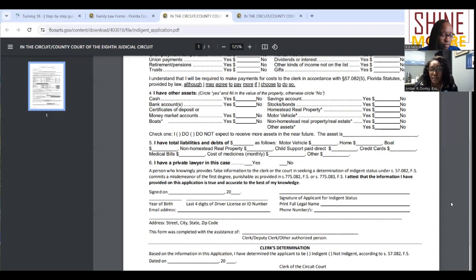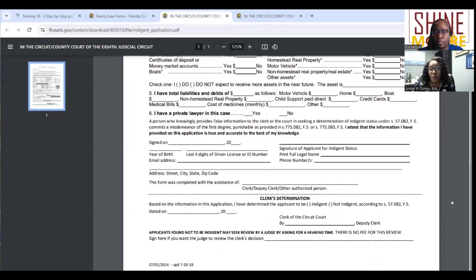In terms of liabilities, if they have a motor vehicle, a home, a boat, you would include the debts associated with that. I have a private lawyer in this case. Again, you're doing it for your loved one, so it would be no. You are free to sign and date and provide your information as the loved one who's completing the form. But I typically have my clients sign their names and then put for the benefit of whoever they're seeking the guardian or guardian advocate for.